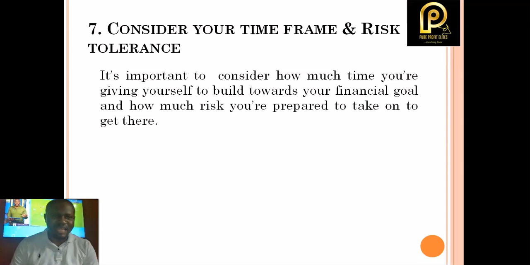I believe with these 7 points that I've given you, you will be able to sit down and make an informed decision anytime you want to invest into any opportunity, and look at the 7 points one after the other. Use it to make your analysis before you make that investment decision.